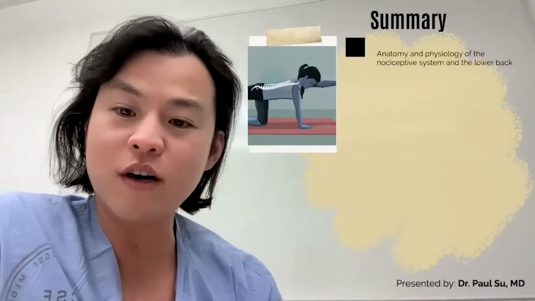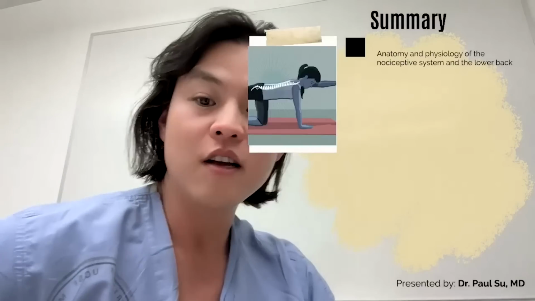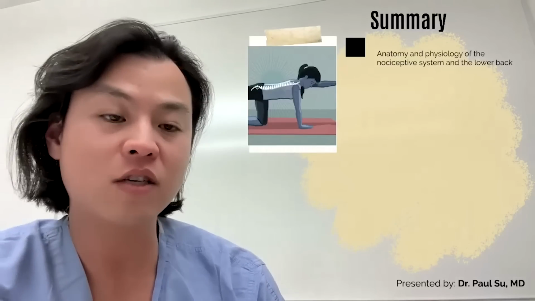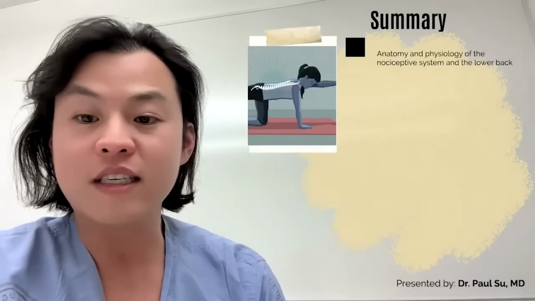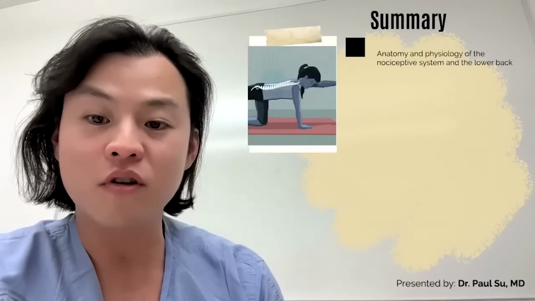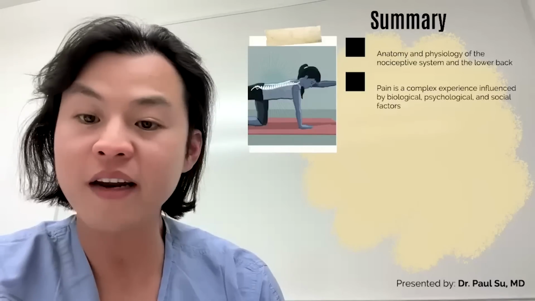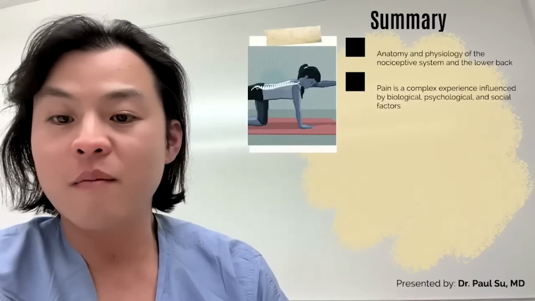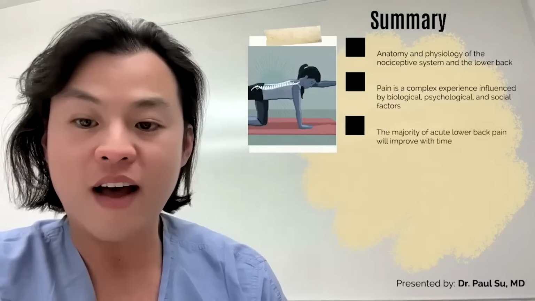Before we start our question and answer period, I want to use this opportunity to summarize some of the topics that we've touched on. We've talked about the anatomy and physiology of the nociceptive system, the nervous system that's responsible for detecting pain, or detecting noxious stimulus. That again does not equal the experience of pain, as we've illustrated. Pain is a complex experience that's influenced by not only the biology, but also the psychological and social factors.